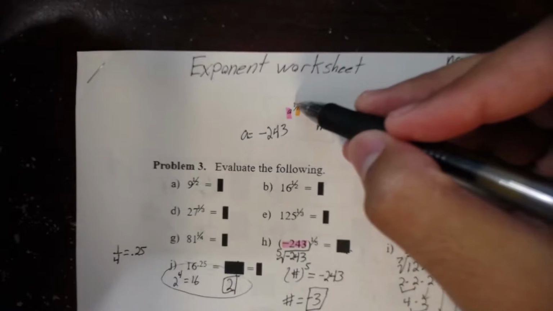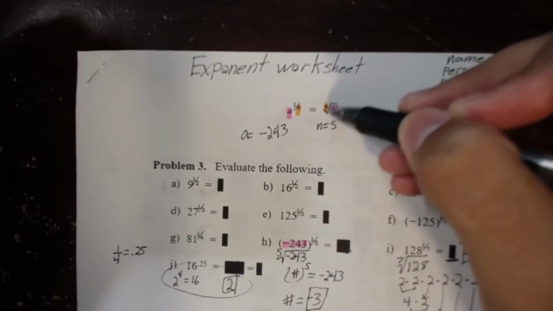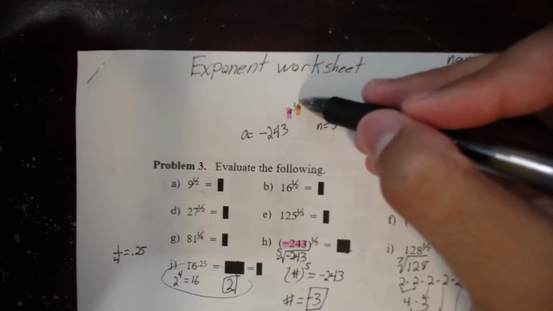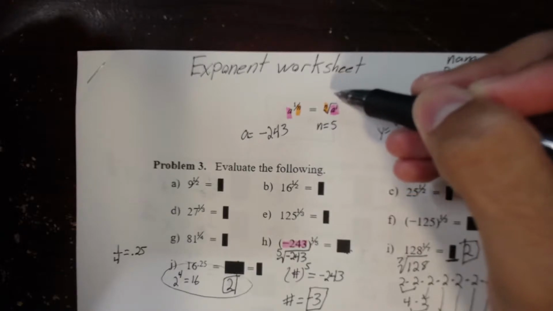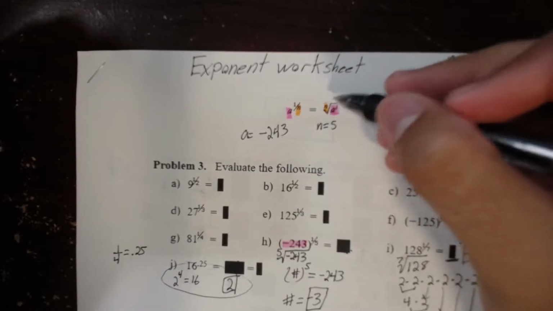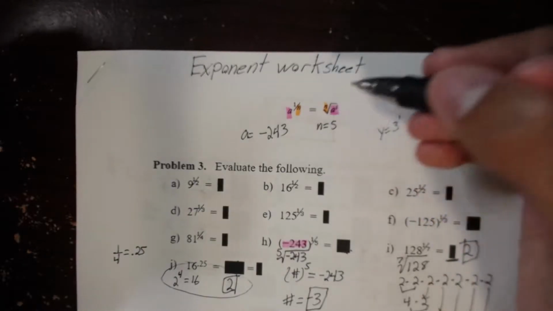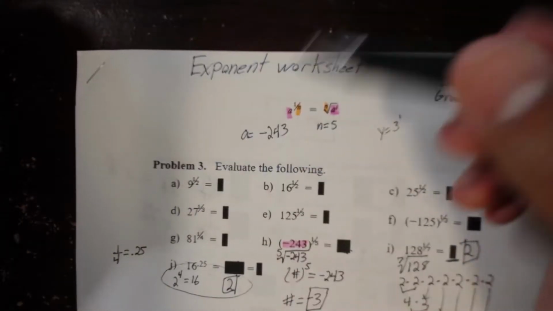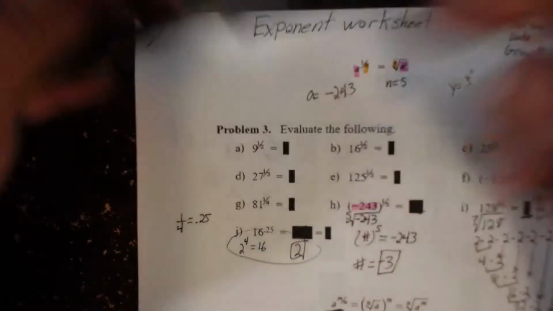Notice how the 1 goes inside, and then this is called the index, and it goes 1 over n. The exponent is the numerator, and the denominator is the index. Now, we're just going to be constantly using this form.